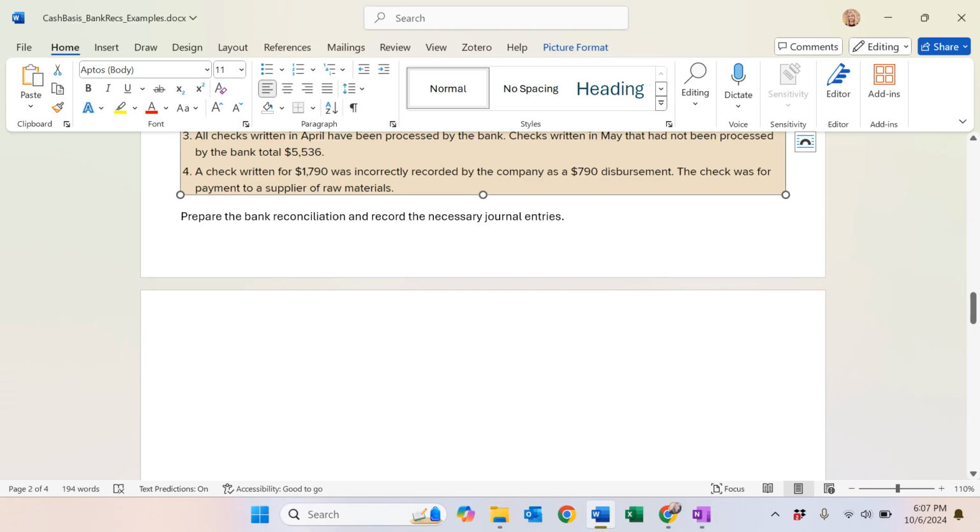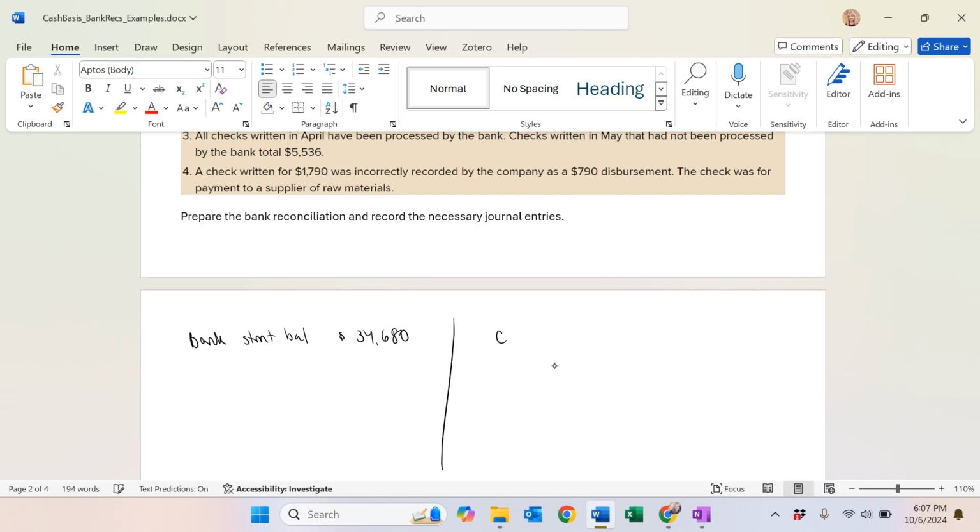This is as of May 31st, 2024. We have the bank statement balance, $34,680. We have the company's cash balance, or book balance, $35,276.